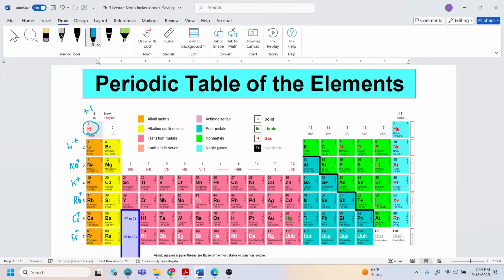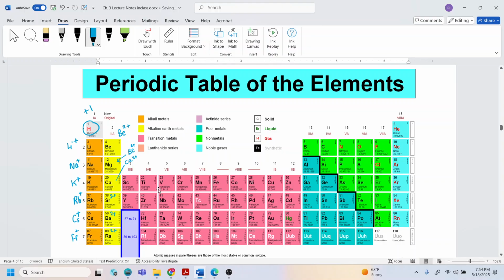Okay. Now group number two, which is here the alkali earth metals, we said that these have the tendency to lose two electrons. So beryllium loses two electrons and it becomes 2 plus. Same thing for magnesium, it loses two electrons and becomes 2 plus. Same thing for calcium, it becomes 2 plus. Strontium as well, it becomes 2 plus. Barium as well, and radium as well.